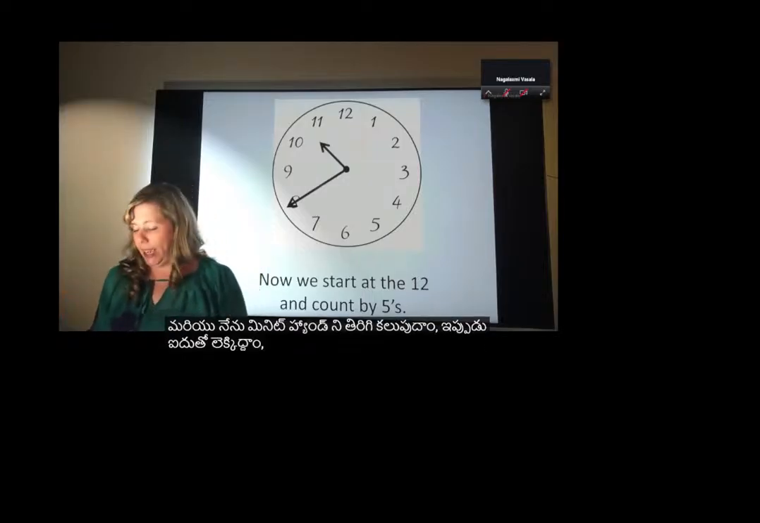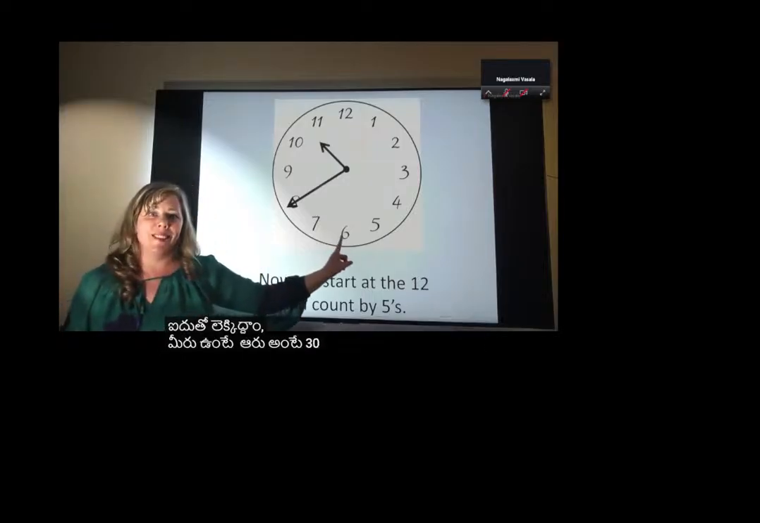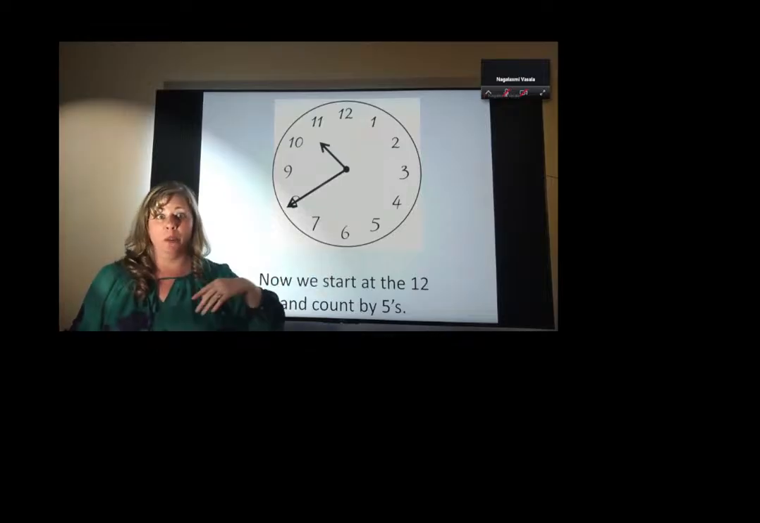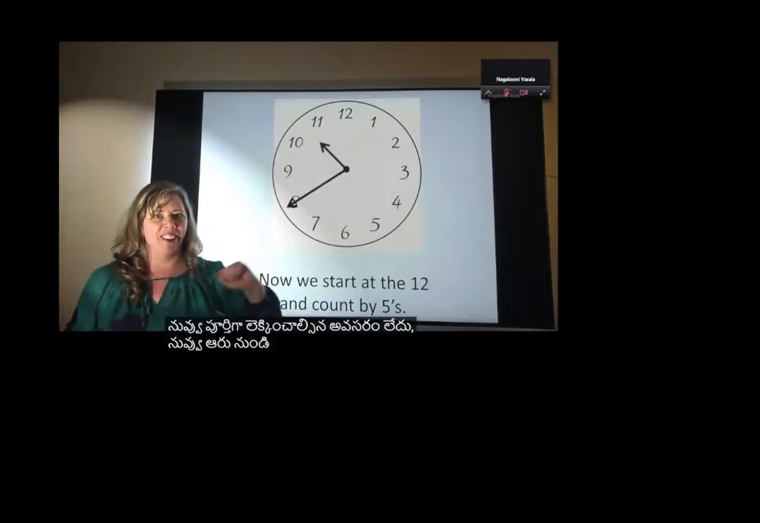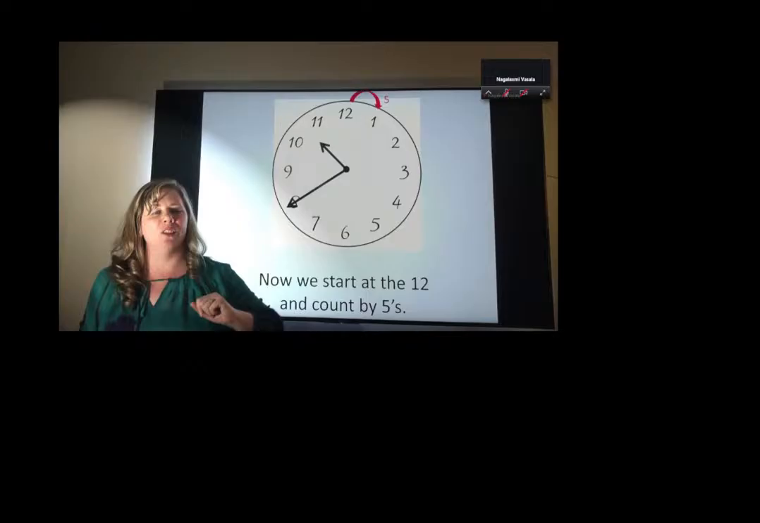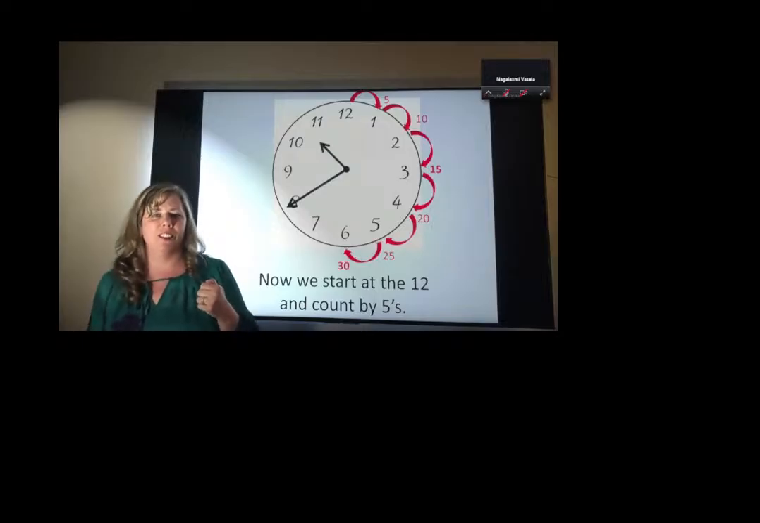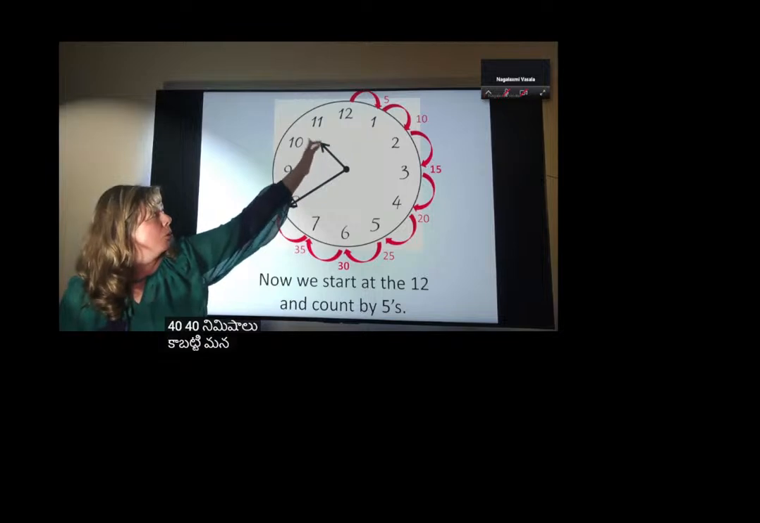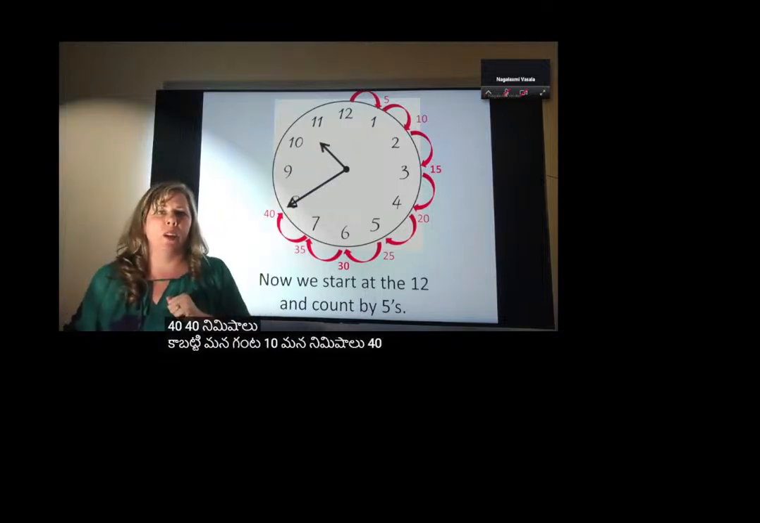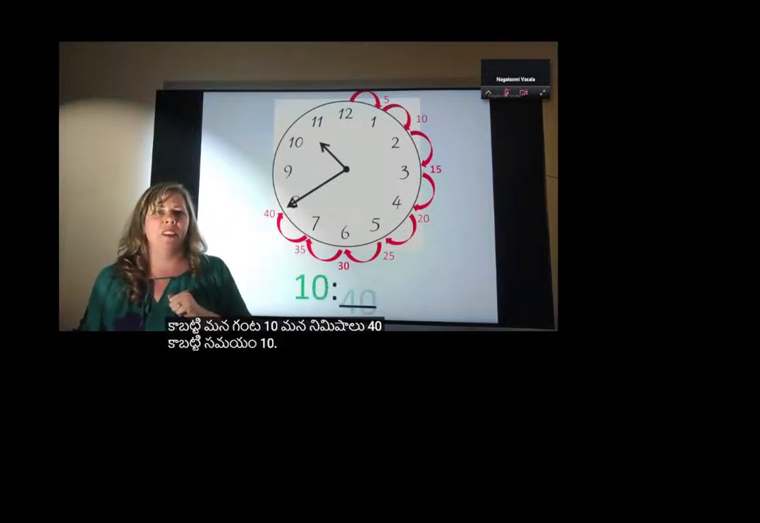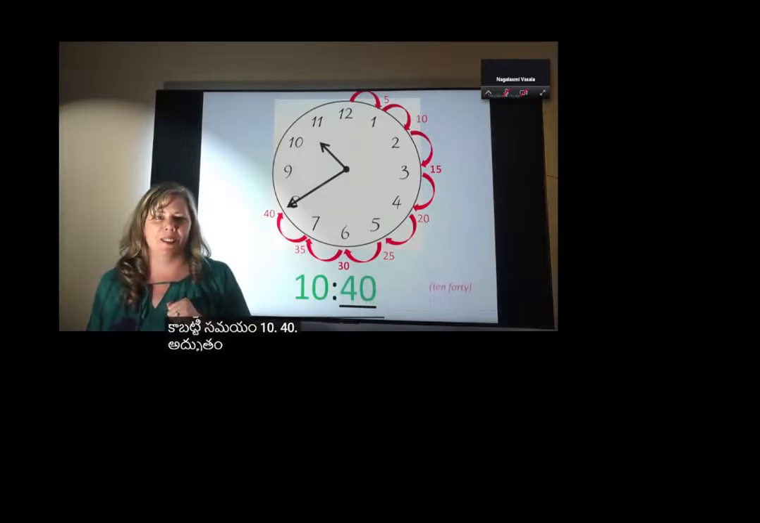Let's count by 5s. Now, if you know that 6 stands for 30 minutes, you don't have to count all the way around. You can just start there at the 6. But let's go ahead and count just in case. Ready? Count with me. 5, 10, 15, 20, 25, 30, 35, 40. 40 minutes. So our hour was 10, our minutes is 40, so the time is 10:40. Awesome.